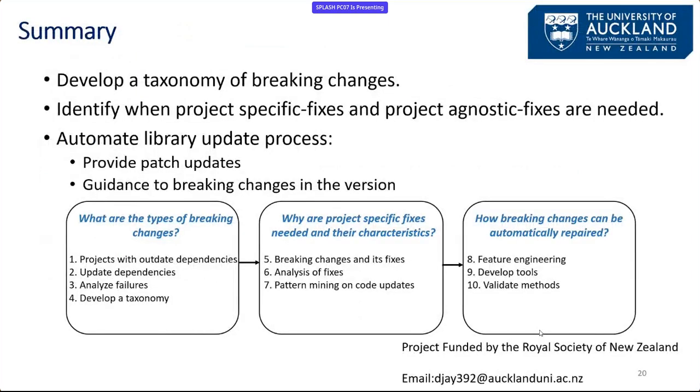So in summary, we are hoping to develop a taxonomy of breaking changes, identify when project-specific fixes or project-agnostic fixes are needed, and automate the library update process by providing patch updates or guidance for breaking changes in the versions. So this project is funded by the Royal Society of New Zealand, and this is a summarization of the work that I'm hoping to do.